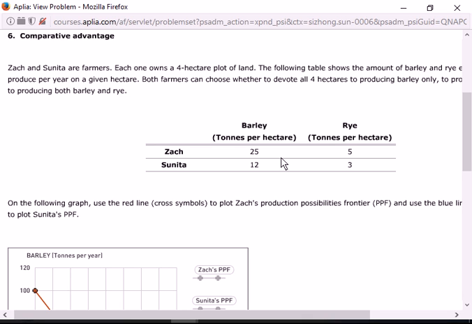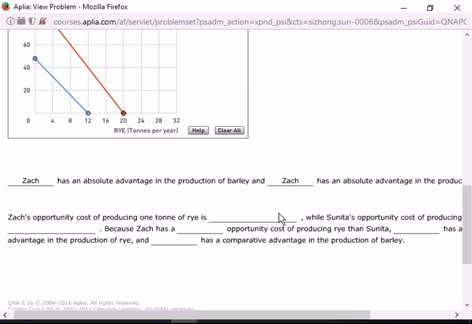how many hectares of land is he going to need? Because 1 hectare of land can produce 5 tons, for 1 ton he will need 1/5 hectare. Instead of producing rye, he can use this 1/5 hectare of land to produce barley, which is 1/5 multiplied by 25, so 5 tons of barley. So the opportunity cost of producing 1 ton of rye is 5 tons of barley.